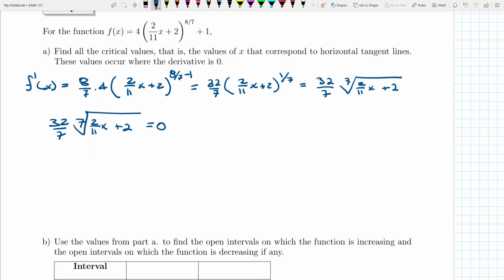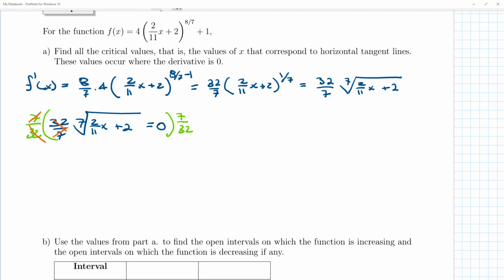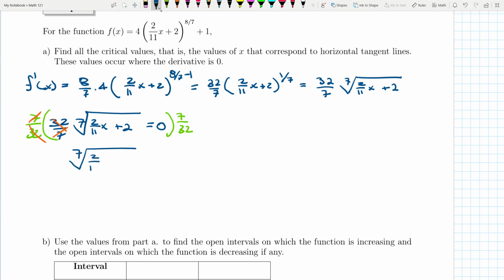Okay, so we need to get rid of this radical. However, before doing that, I'm going to get rid of the coefficient in front of the radical. So let's multiply both sides by 7 over 32. We can cancel the 7s and the 32s, leaving us only with the 7th root of 2 over 11x plus 2 equals 0 times this fraction. It's still 0. So we need to get rid of this radical by doing the opposite.